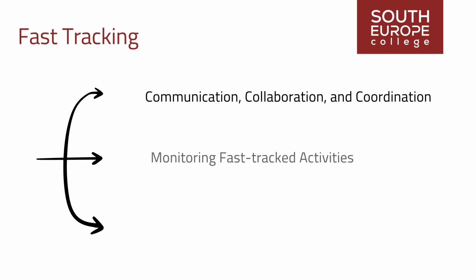Moreover, project managers must closely monitor fast-tracked activities to identify potential bottlenecks or issues early on and take proactive measures to mitigate them. By strategically leveraging fast-tracking and maintaining a vigilant approach to risk management, organizations can achieve speedier project delivery while maintaining high quality and performance standards.